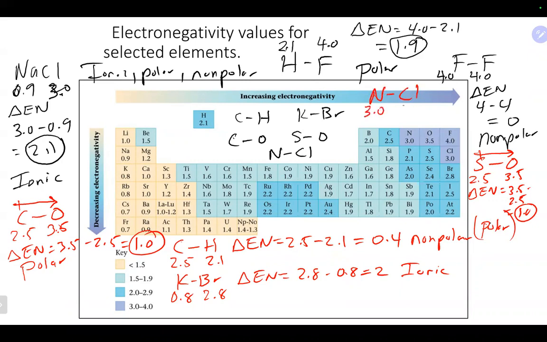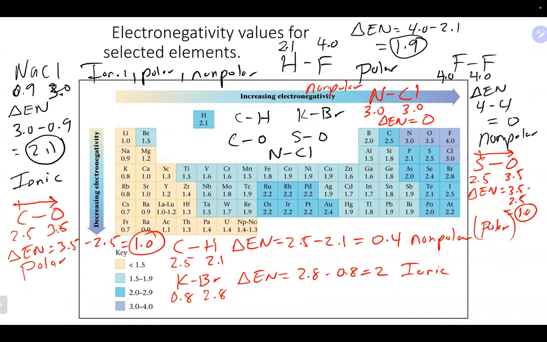Chlorine is 3. Change in electronegativity here is 0. This is what type of bond? It is a nonpolar bond. It is 2 different elements that actually have the same electronegativity, and that can happen. So for sure, if you have 2 elements that are the same, it's going to be nonpolar, but you can also have 2 elements that are different.